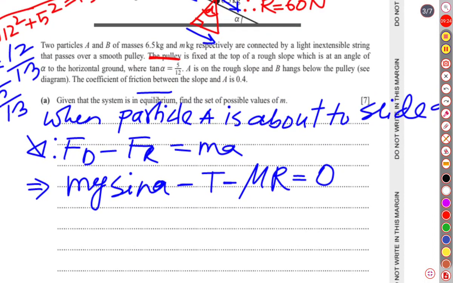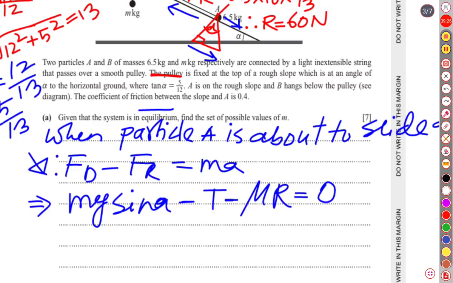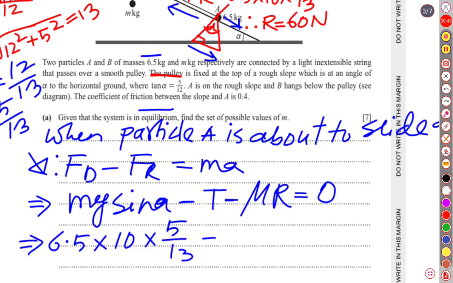If we apply the values, it will be: mass of the particle A is 6.5. Look at this, here it is written 6.5 kg. So 6.5 into acceleration due to gravity, which is 10, and sin alpha is 5 over 13. We have just written minus tension. Tension can be written on the other side or let it remain unchanged. Minus μ, our frictional coefficient, which is 0.4.